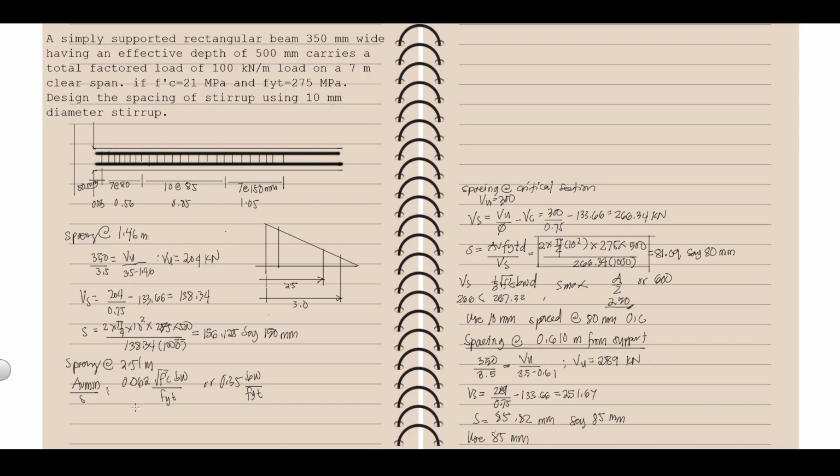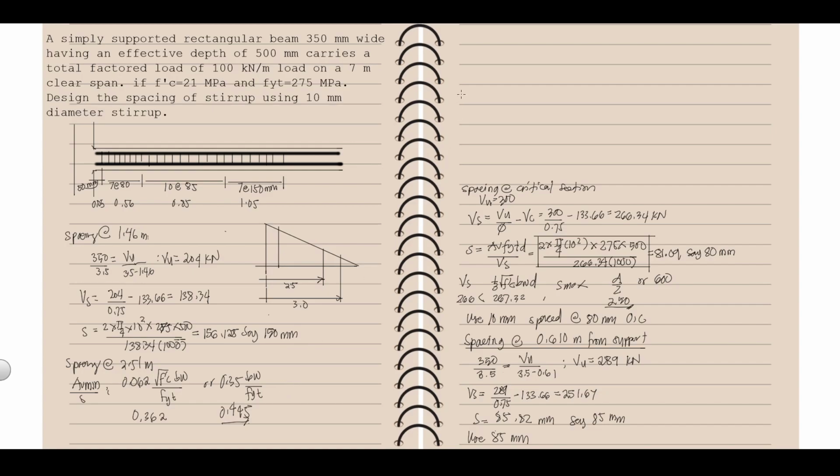So, kunin na natin muna yung value nito sa baba. Ito nasa una, 0.062 times square root of 21 times 350. Divide natin ng 275. Okay, so we will have 0.362. Okay? Yun naman tayo sa kabila. 0.35 times 350 all over 275. We'll have a value of 0.445. Okay, sabi nung code natin, yung pinakamalaki ang kukunin natin. So, this is 0.445. Tama?